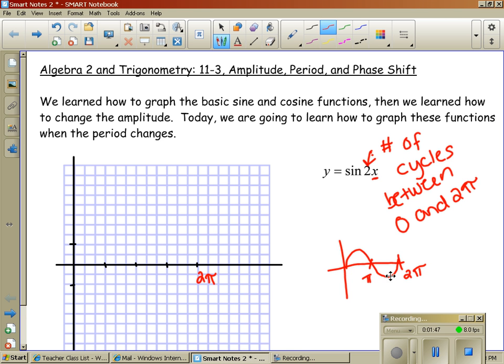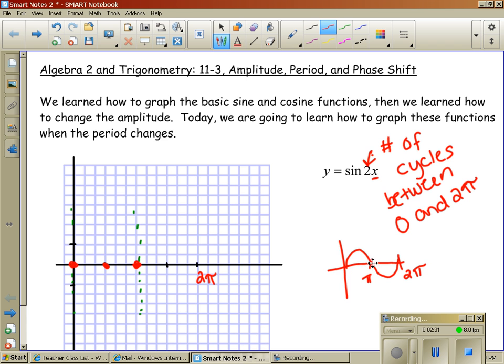So now I've got to make one of those fit between 0 and pi so that I can get a second one in between 0 and 2 pi. So I have to have one of them fit in between 0 and pi. Okay, so you don't really need those lines there, I'm just using them as a guide. So if my graph starts at 0, I'm going to fit one of these in between here and here. It starts at 0, it ends at 0, it hits 0 halfway in between, so halfway in between is here.